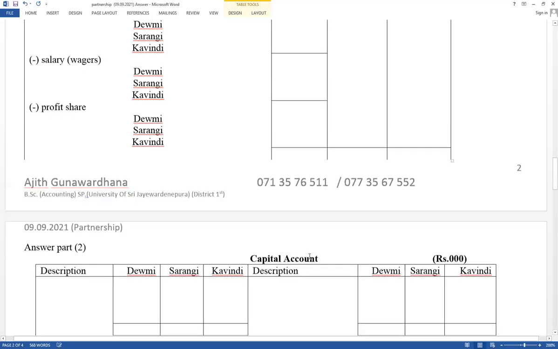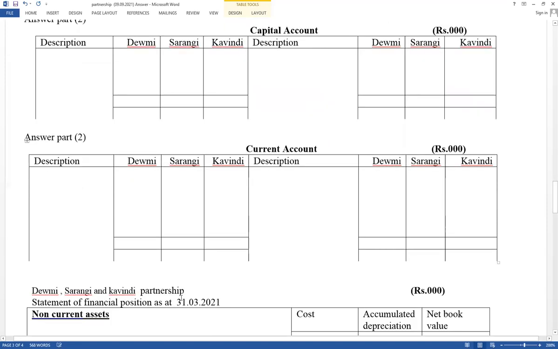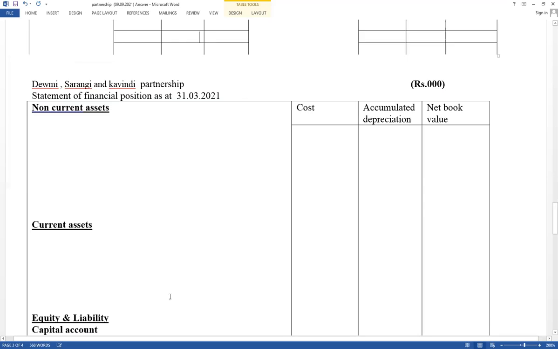Then think partners' capital and current account also. Capital account, debit side and credit side, all three partners' names. Devumi, Sarangi and Kavindi. And capital and current account also same way. Those are the equity of the partnerships. Then think financial position. All three partners' names should be included. Financial position also, all three partners' names should be included.